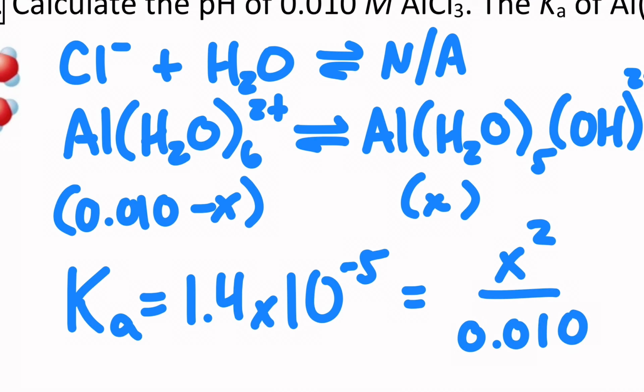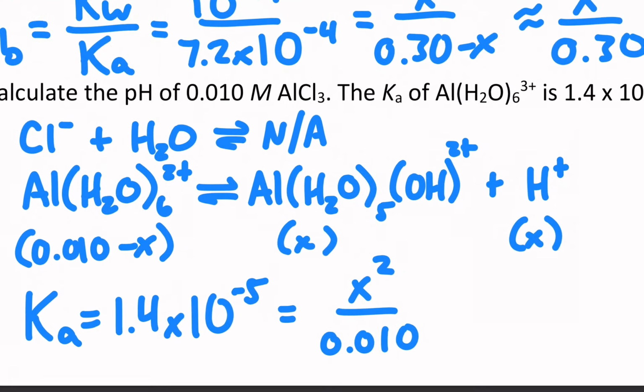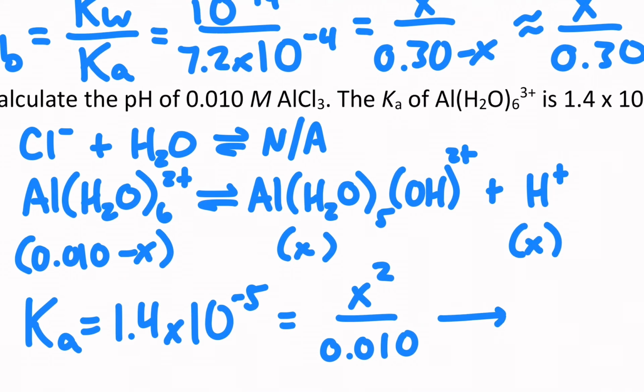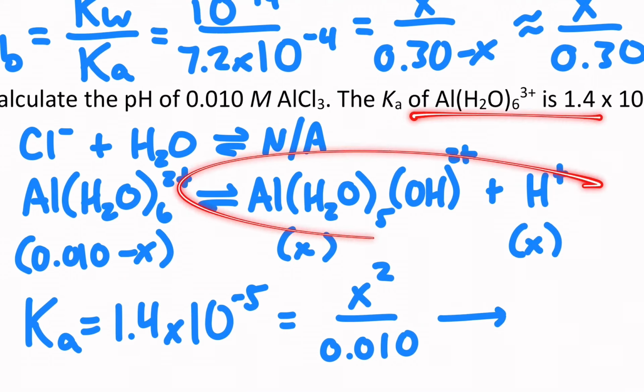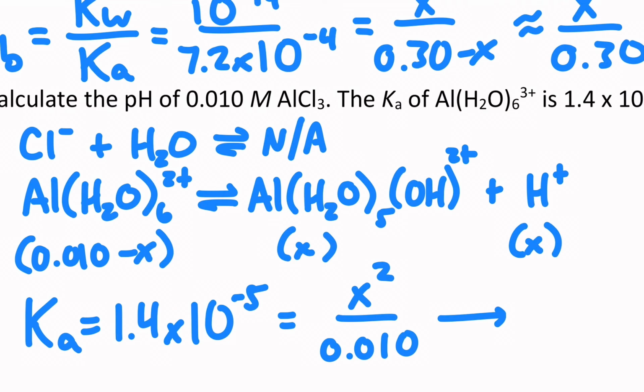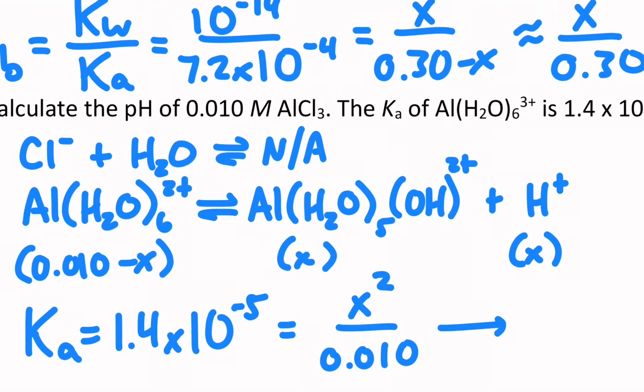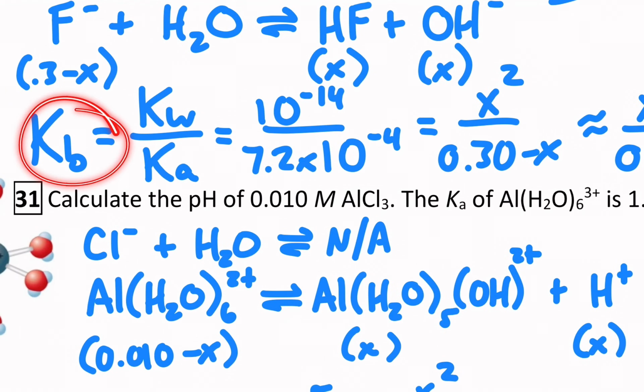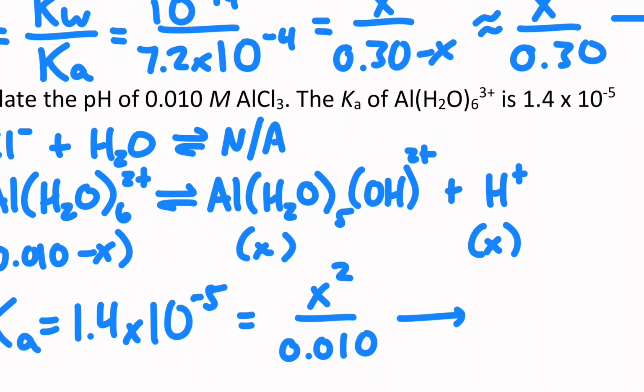I'm just going to go right to that. We know we're going to assume this X is negligible. And notice the Ka that's given is exactly the one I need. I don't have to do any Kw calculations because I'm working with the acidic part anyway. In the previous problem, we needed a Kb value. Not true here. Here we needed a Ka. They gave us a Ka.